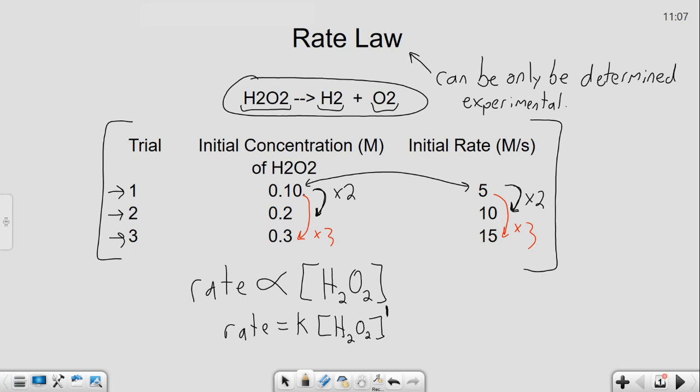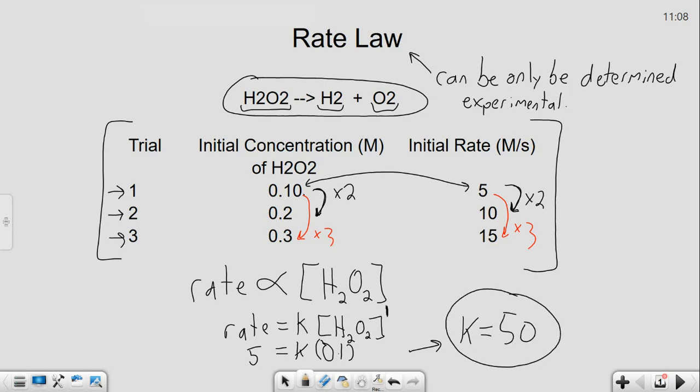So they say, okay, if the rate was 5, I'm looking at trial 1 here, and I got 5 when I started with 0.10, well, then how do I get K? I divide both sides by 0.1. It turns out, for this reaction, the specific rate constant is 50. And so I could use that. So if I said, hey, what would the rate be if I gave you 1 molar hydrogen peroxide? You could use that K now if you wanted to.